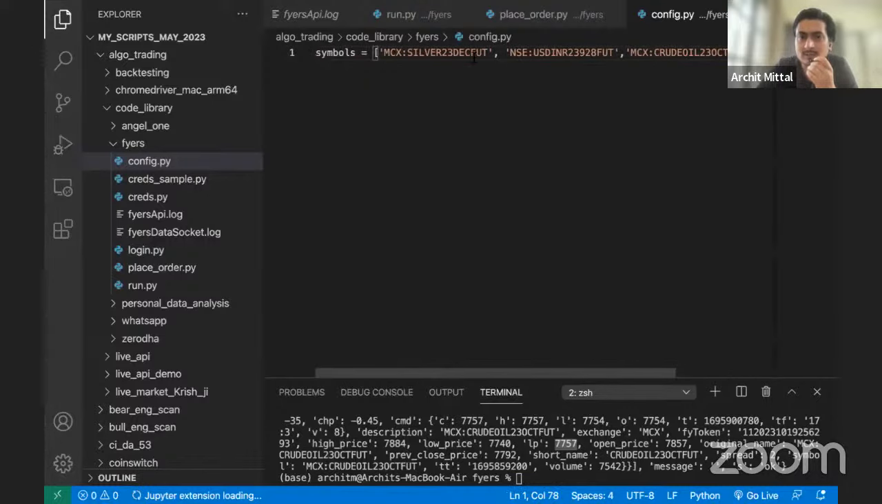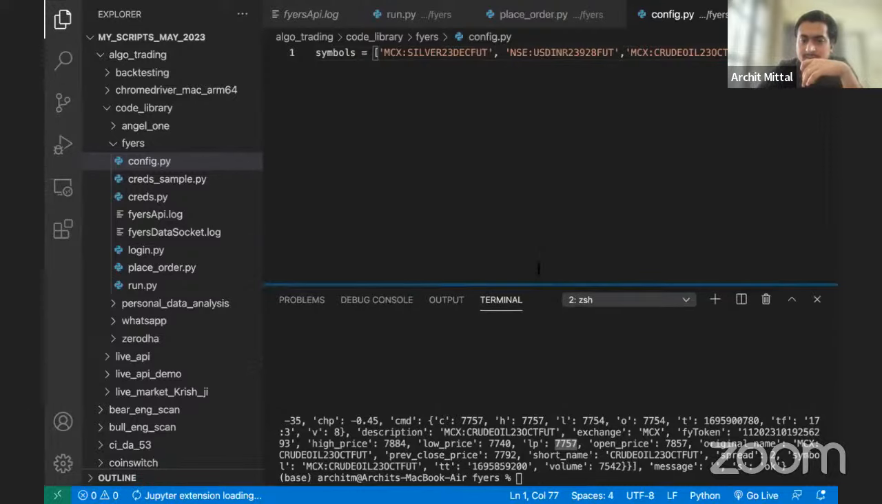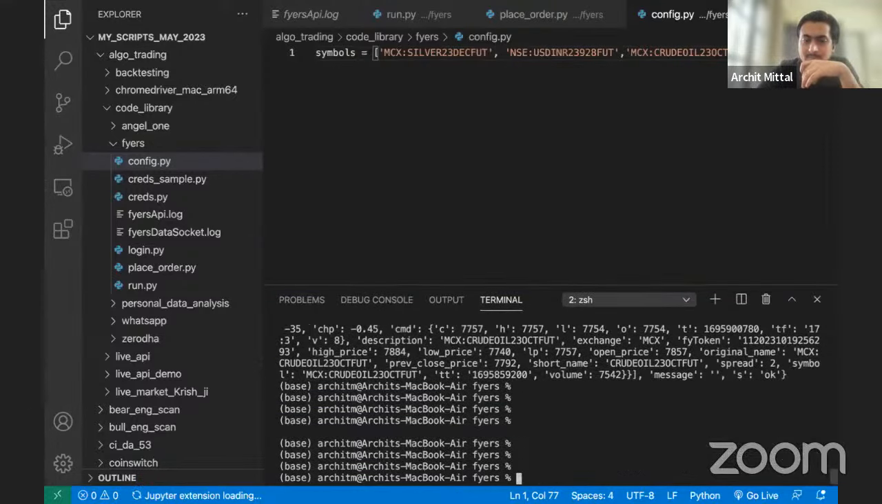So there are four symbols, silver, crude oil. Okay, crude oil is already there. So let's delete this thing. If it is a live market, I could have shown you your favorite symbols, but as it is commodity market timing, let's see how liquid they are. So I will run this file now, python 3, run. And that was the previous file I was just running for demo purposes. Otherwise, you can just run one file and that will be enough.